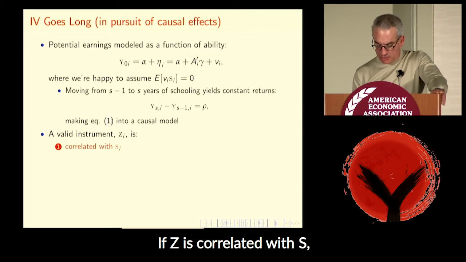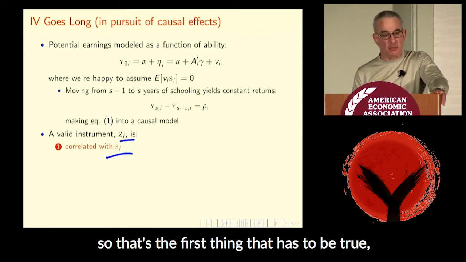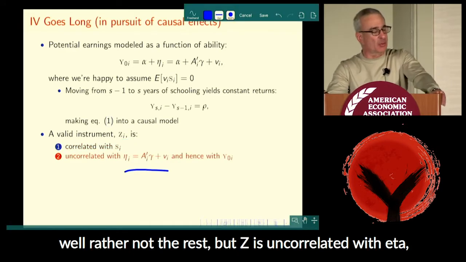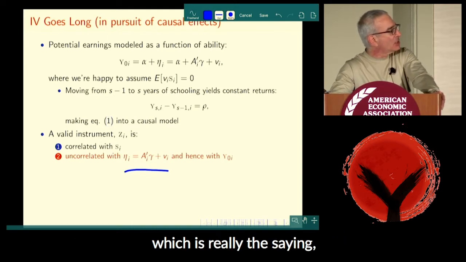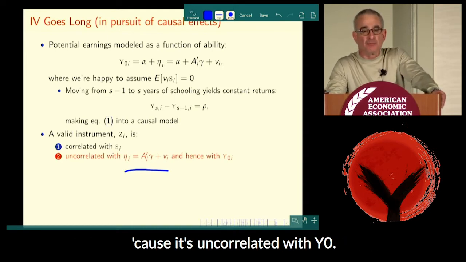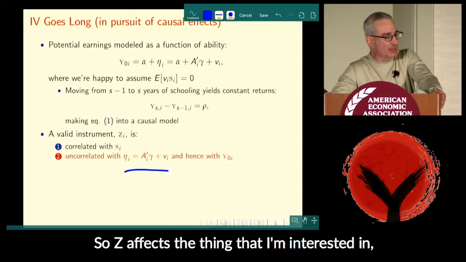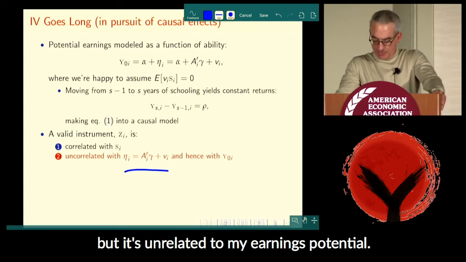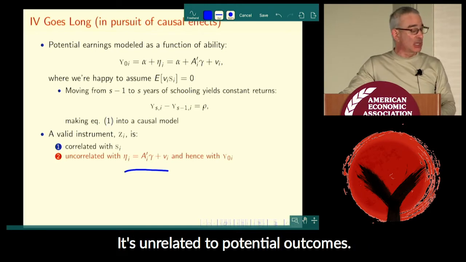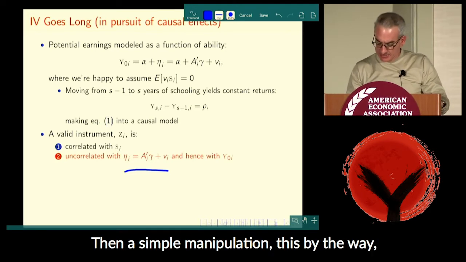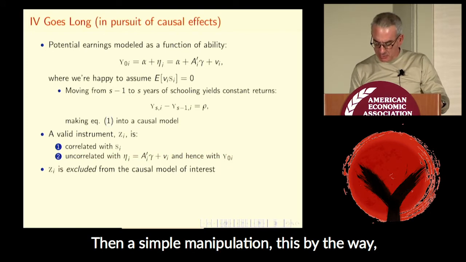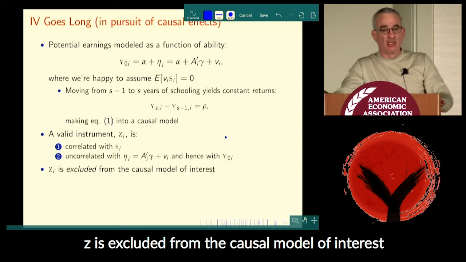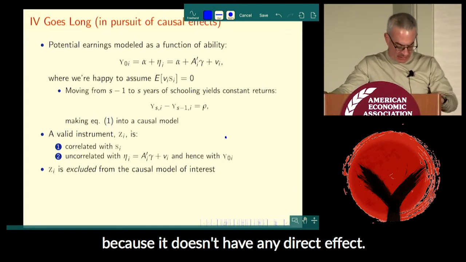Okay, if Z is correlated with S, so that's the first thing that has to be true. And then Z is uncorrelated with, rather not the rest, but Z is uncorrelated with eta, which is really saying it's uncorrelated with Y0. So Z affects the thing that I'm interested in, in this case schooling. So there's some variable that changes my schooling, but it's unrelated to my earnings potential. It's unrelated to potential outcomes. By the way, this second statement is called an exclusion restriction. Z is excluded from the causal model of interest because it doesn't have any direct effect.